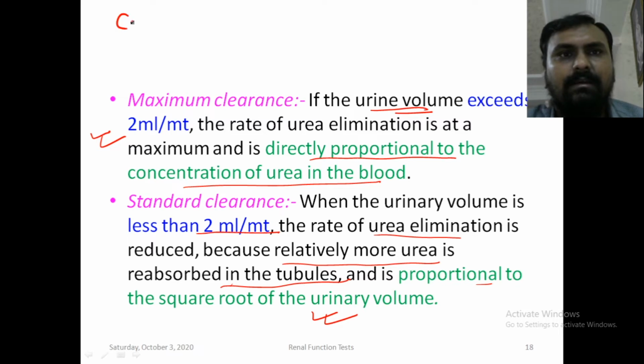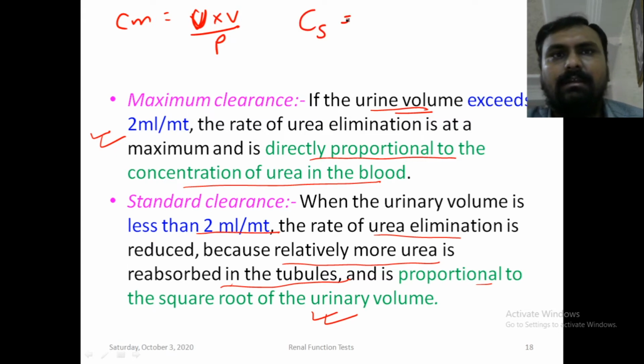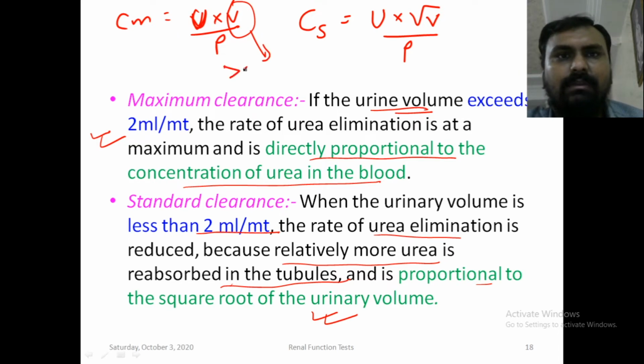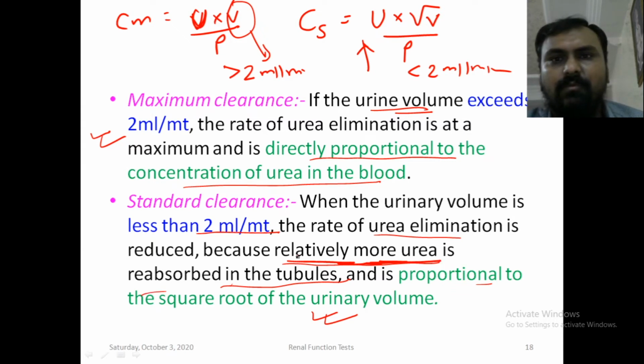So we see that maximum clearance is U into V upon P, while standard clearance will be U into root V upon P. Okay, so when to use this V? When the volume of urine is more than 2 ml per minute. When to use this standard urea clearance? When the volume is less than 2 ml per minute. Why so? Because at lower volume, relatively more urea is reabsorbed in the tubules. So it is proportionate to the square root of urinary volume.